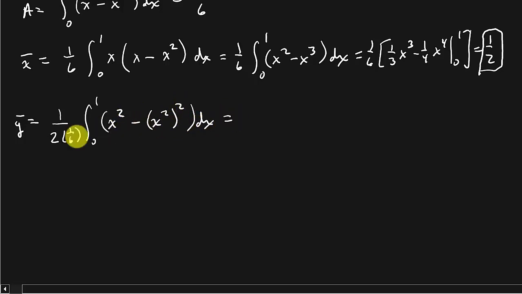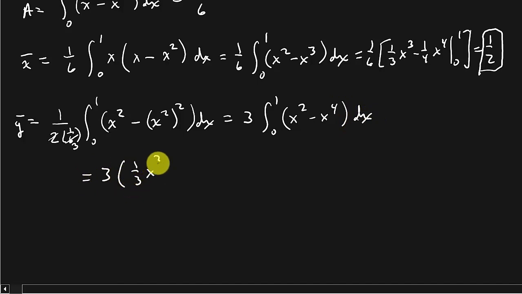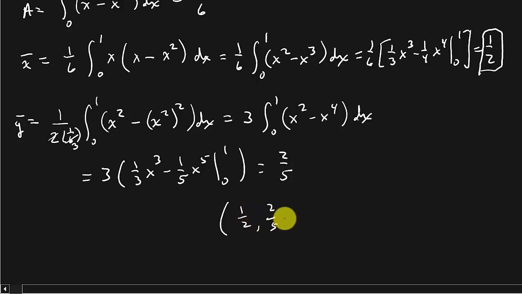And so this is actually going to cancel. That's going to be a 3. 1 over 1/3 is 3 times the integral from 0 to 1 of x squared minus x to the 4th dx, which is going to be 3 times 1/3 x cubed minus 1/5 x to the 5th from 0 to 1. And that ends up giving you 2/5. All right, so the centroid is (1/2, 2/5). And there's your answer.